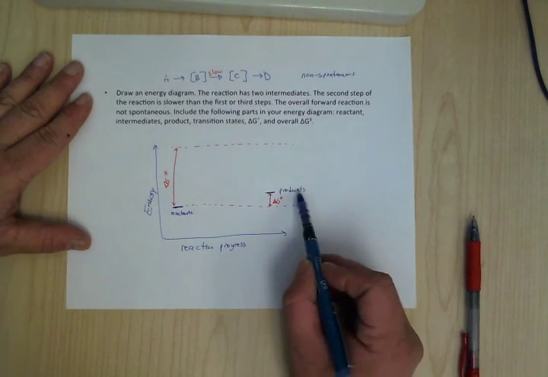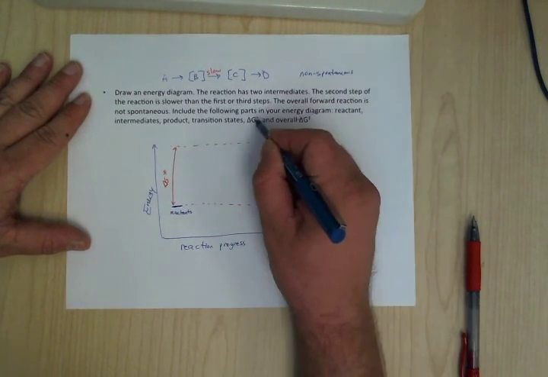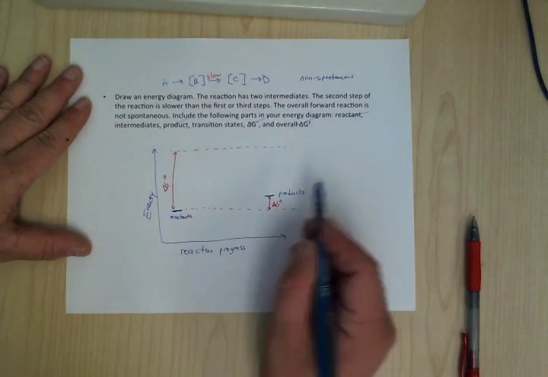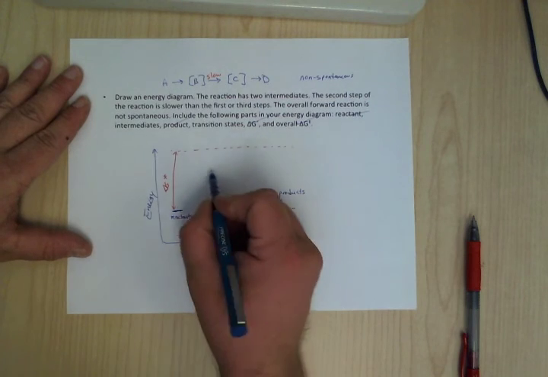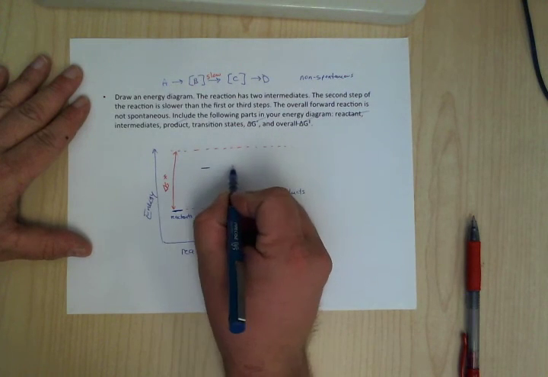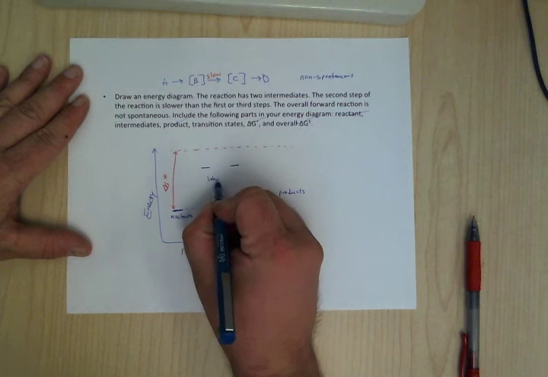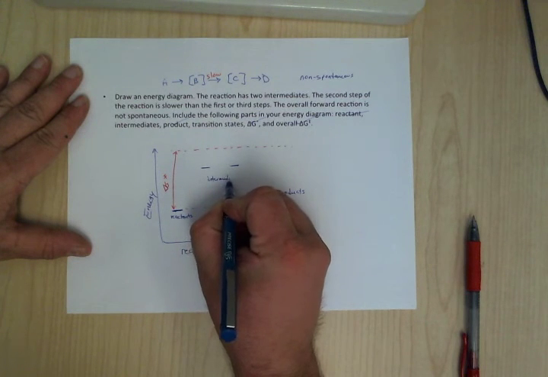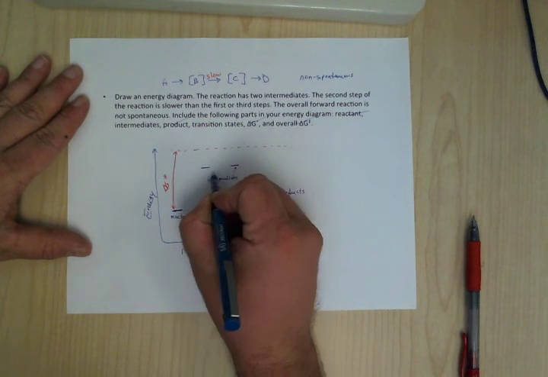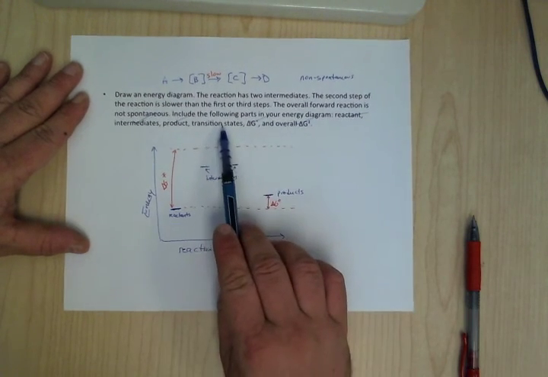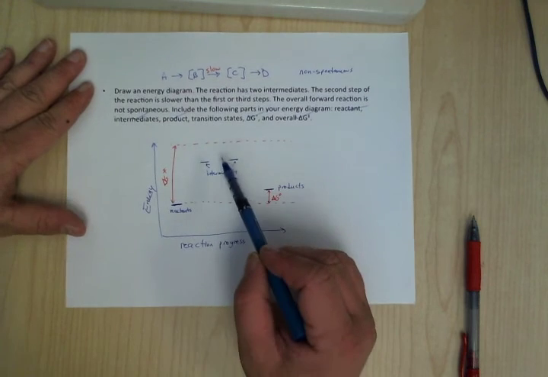So we have reactants, products. So we have that done, reactants and products. We have two intermediates here, right? So we need two little bits here. So these are the intermediates. Okay, there and there. So we got those. Okay, so now we need the transition states. Those are the humps.